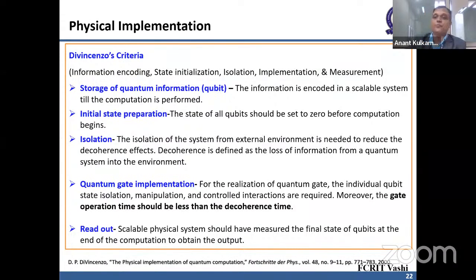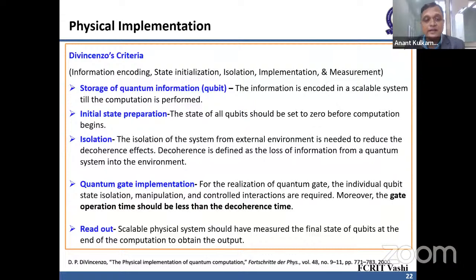The third one, which is very important, is called isolation. What is isolation? The isolation of the system from the external environment. There should not be external effects like temperature or magnetic effects, to reduce the decoherence effect. So it should be isolated from external effects. Spintronics plays an important role in this direction. Decoherence is defined as loss of information from a quantum system into the environment due to environmental effects. So this has to be isolated. The hardware supporting quantum computing has to have isolation.